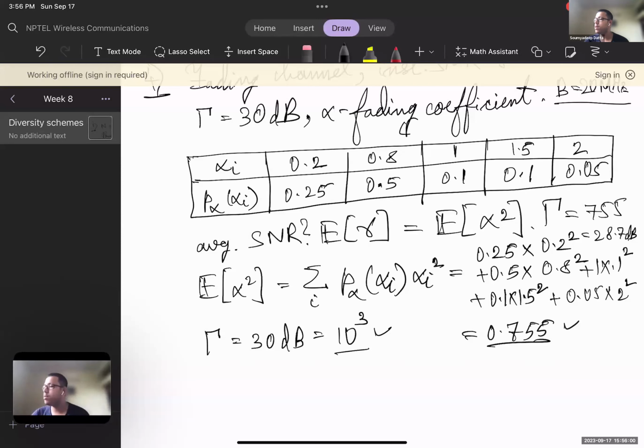Then the expectation of gamma in dB will be the expectation of alpha square also in dB. You have to convert this also in dB scale, and gamma you have in dB scale, which is 30. So then you have to operate completely in dB scale. So don't mix linear and dB. Just be careful, otherwise it's a very easy problem.